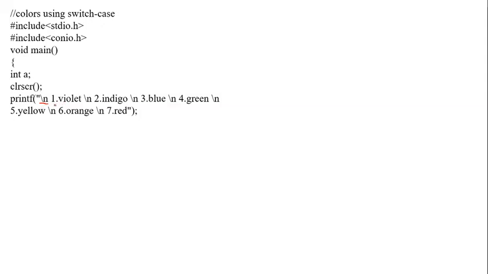\n means new line. 1 violet, 2 indigo, 3 blue, 4 green, 5 yellow, 6 orange, 7 red. I am giving the menu 1, 2, 3, 4, 5, 6, 7. If any value is outside of this 1 to 7, it should give some error message. Now I am giving a message to the user, please enter a value, with the printf statement. Whatever I give inside the printf statement will be displayed on the screen as it is, excluding format specifiers and escape sequences.